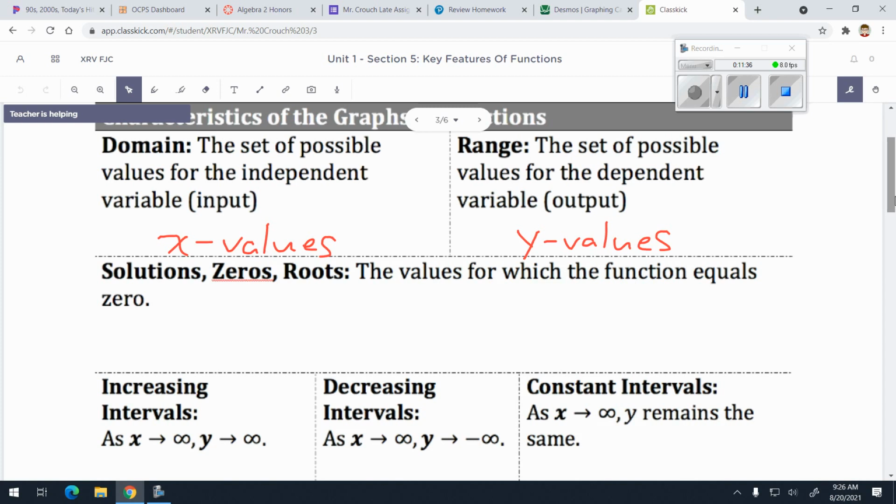Zeros, solutions, roots. All the same thing. They are your x-intercepts.